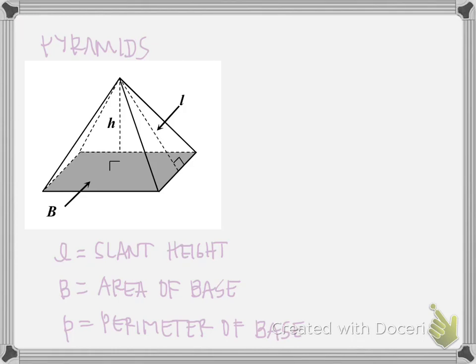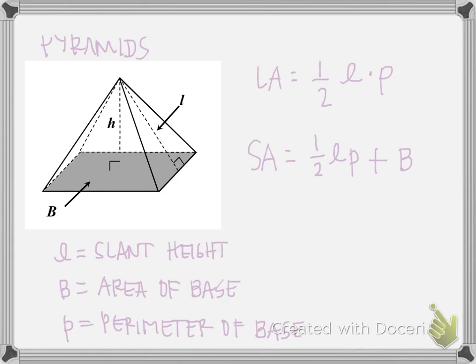Okay, so the formula we have to find our lateral area: our lateral area is going to be 1/2 the slant height times the perimeter of the base. So your surface area is going to be 1/2 times your L times your P, so your slant height times the perimeter, plus the area of the base. Okay?